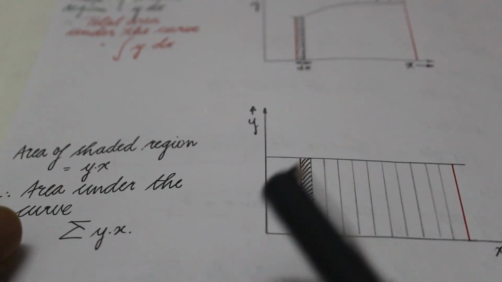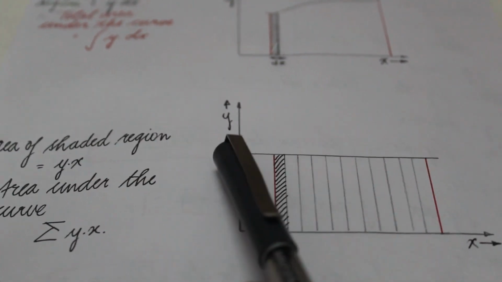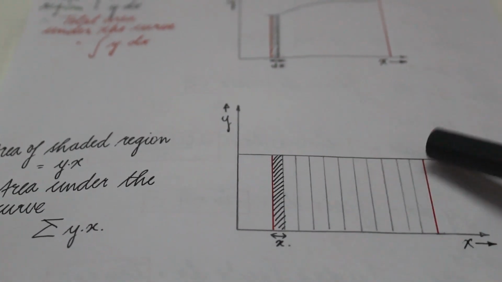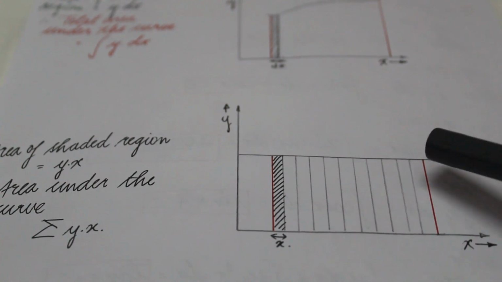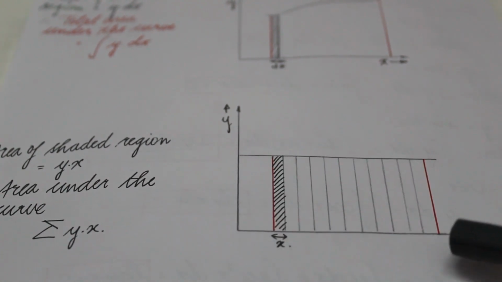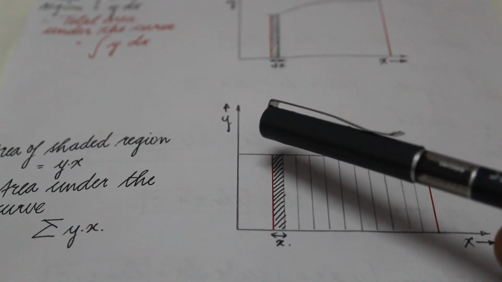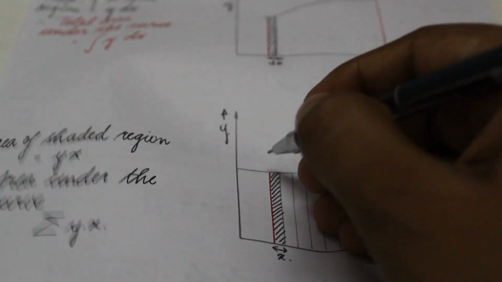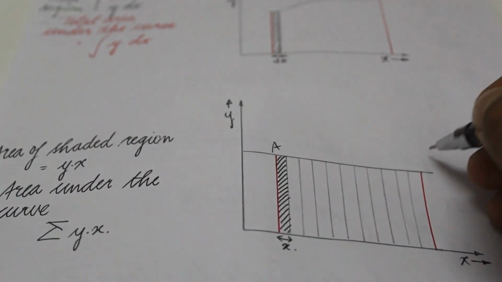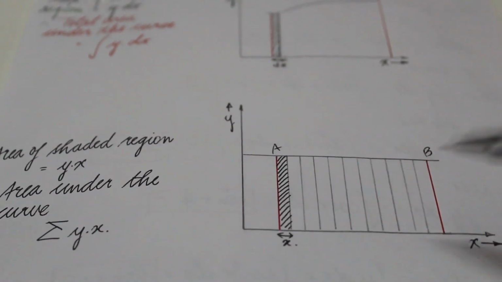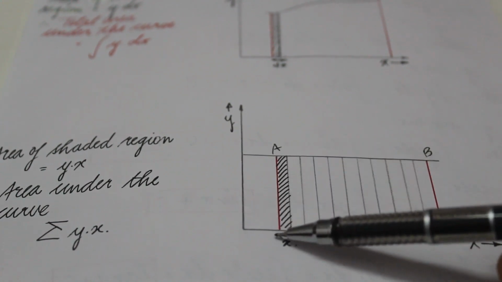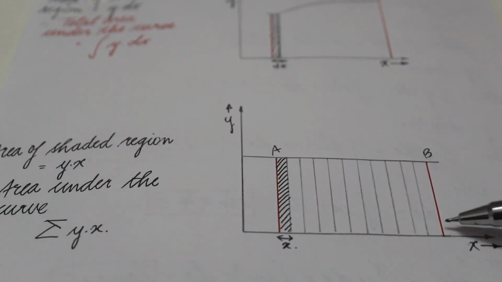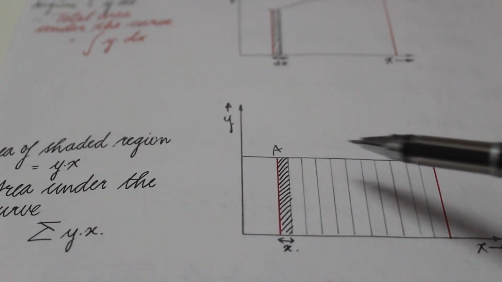Now let's first study this graph. As you can see, the curve is a straight line which is parallel to the x-axis. Now if we need to find the area under the curve, how can it be done? Let's say we need to find the area between point A and B. Let's say this is point A and this is point B, and the starting point is indicated by the red line. Similarly, the end point is also indicated by a red line.